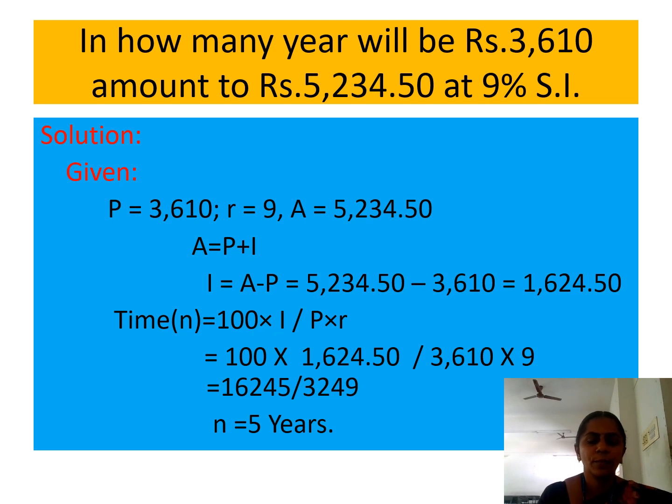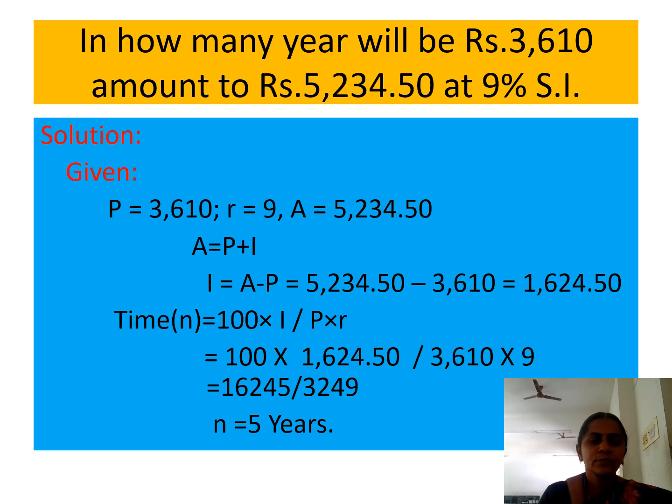So we use the formula amount is equal to principal plus interest. In this you have to find out the interest. Interest is equal to amount minus principal. Here amount is equal to 5234.50 minus principal 3610. So you have to subtract these values, you get 1624.50.